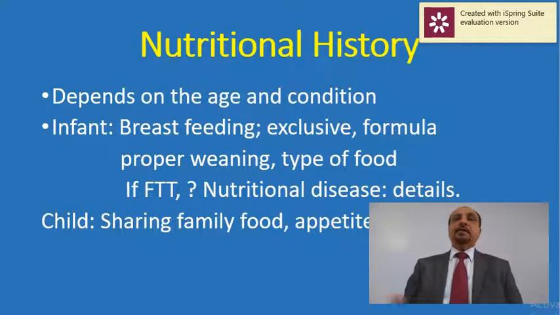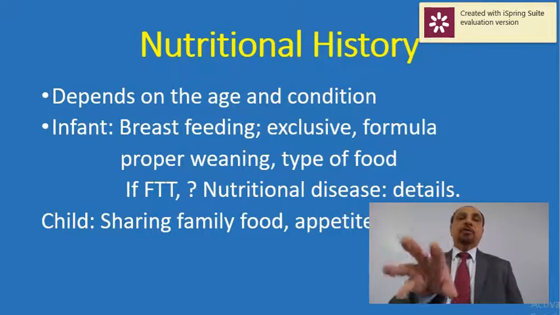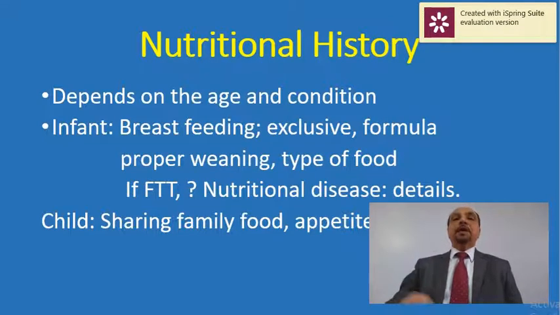For example, a child comes and the mother is complaining about pallor or bow legs or rickets like this, or he has failure to thrive. While you are taking the history, you look at the baby and you see that the baby is small for his age. So nutritional history should be taken in detail and thoroughly, especially if the child is an infant and in the first year of life.